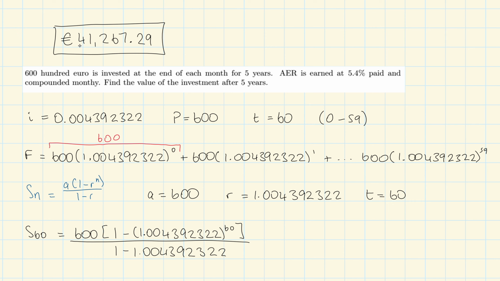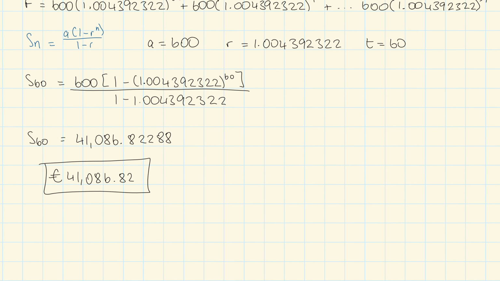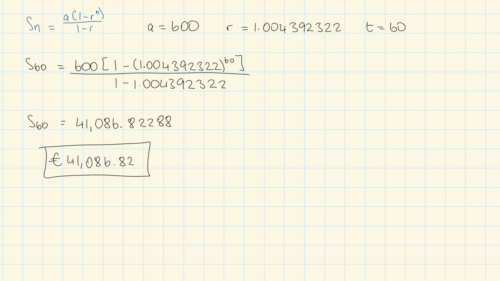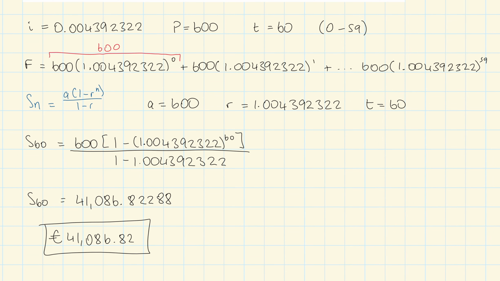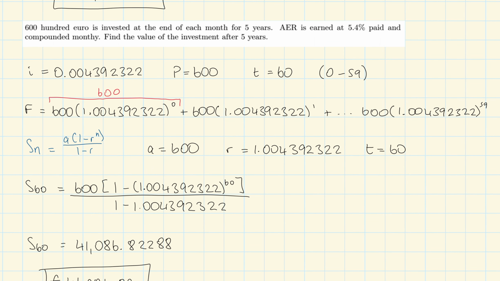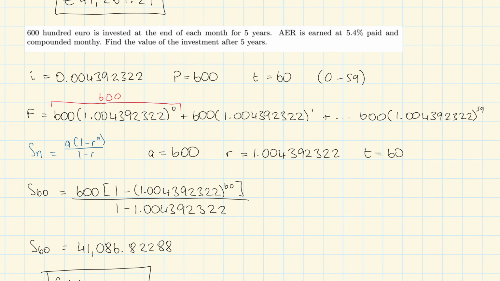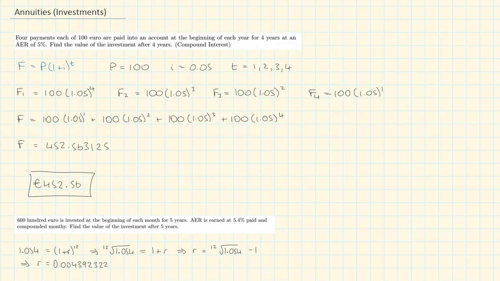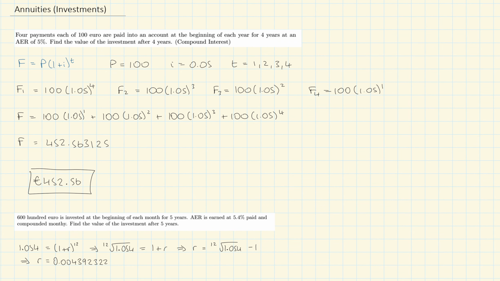So just to compare the two answers, I suppose, if we invest at the start of the month, we'd come away with 41,267, compared to end of the month, 41,086. So it's not a huge difference, about 40 euro roughly, but just always be careful if it's start of the month or end of the month for an investment account, savings account, pension account, anything like that. Okay, so that's us done.